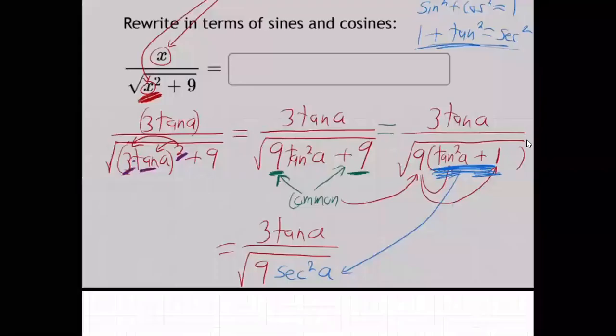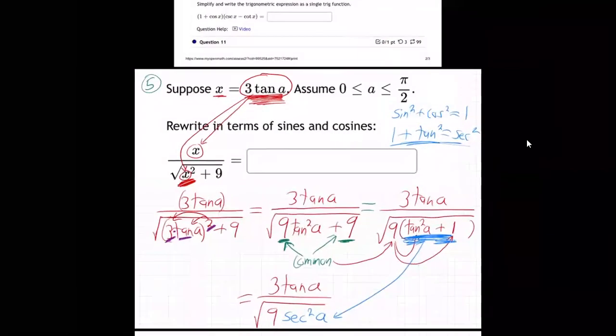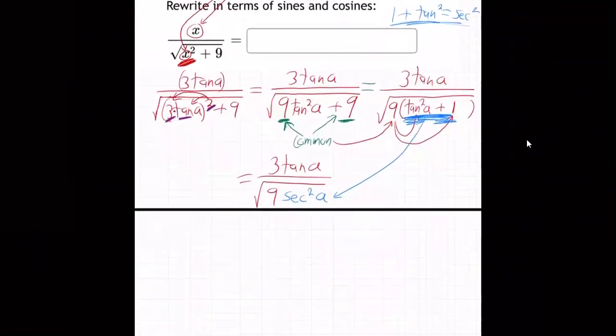So that makes sense. That's what the formula says from your formula sheet right here. So 2 things are replaced by 1. 1 plus tangent squared is replaced by secant squared.